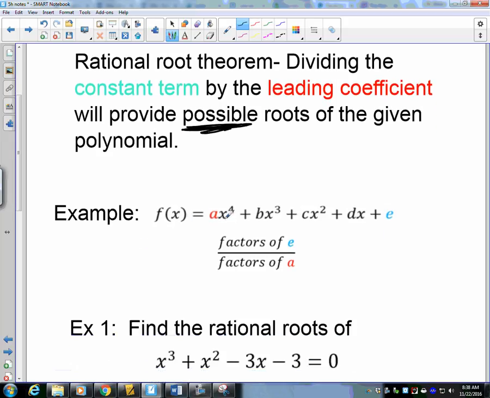f(x) equals ax^4 + bx^3 + cx^2 + dx + e. If you take the constant term e and all the factors and you divide those by all of the factors of a, this will list out all of your possible rational roots.